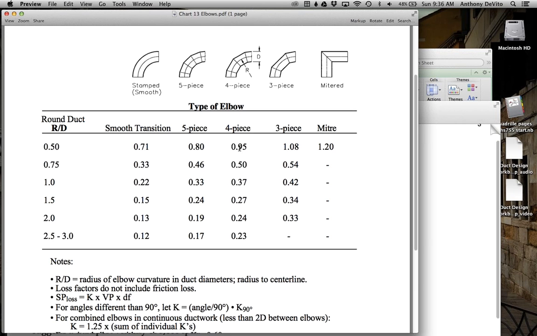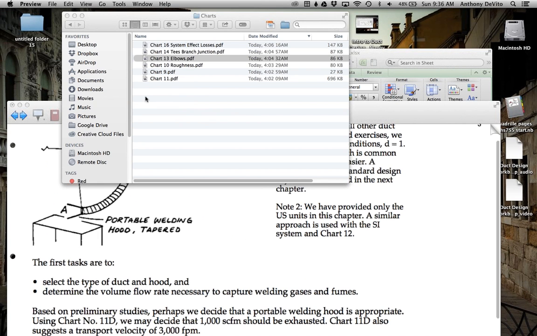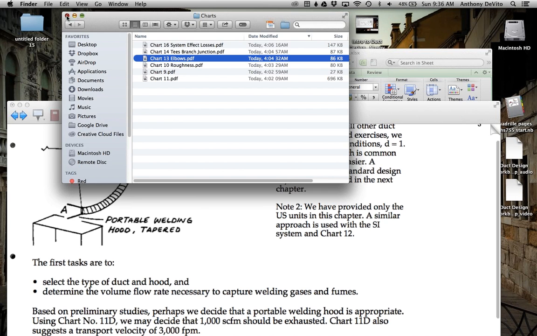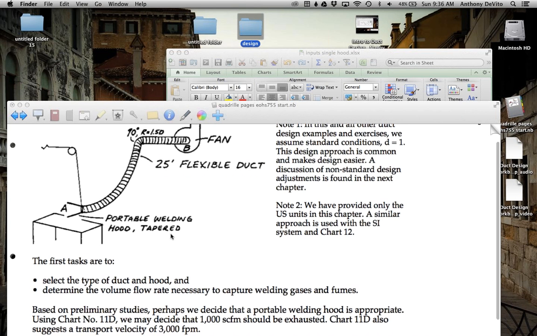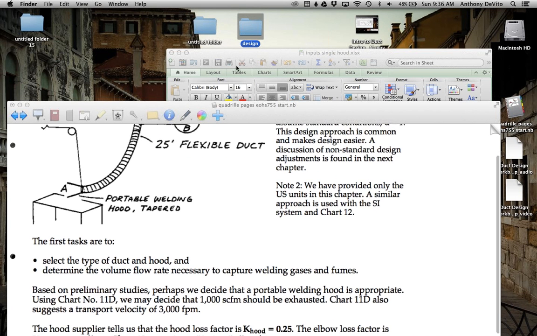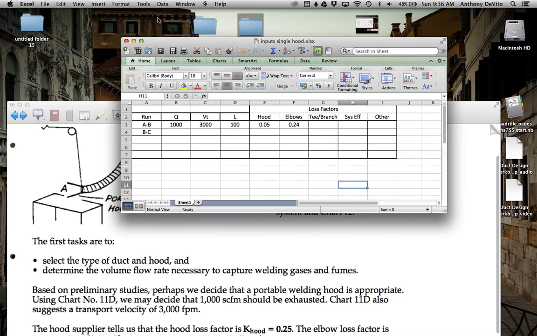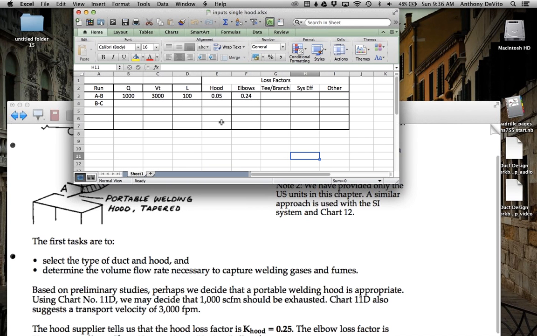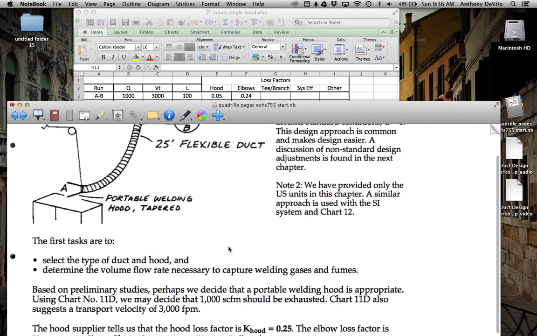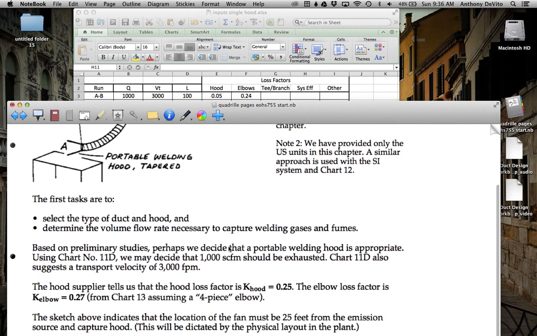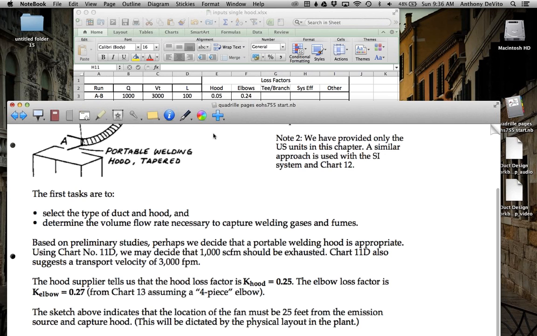Now, if you have a 45-degree angle four-piece in the same situation, you just divide that in half. Okay, and you do that for each elbow. You would do that calculation. So this is what we need for this particular system. And one of the ways that we might summarize this is to put together a chart which shows all of our losses and factors. Okay, so for this one, they told us that the hood factor is 0.25.